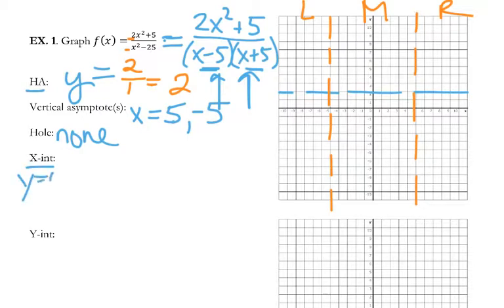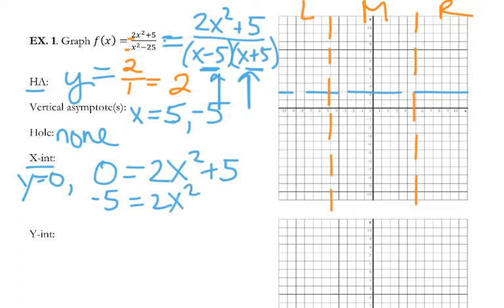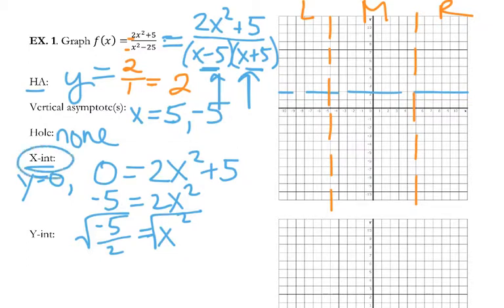X-intercepts. We find x-intercepts by setting y equal to 0, and the shortcut is making the numerator equal to 0. So 0 equals 2x squared plus 5. Subtract 5 from both sides. 2x squared, so I get negative 5 over 2 equals x squared. If I take the square root here, I get an imaginary x value. If the x value is imaginary, it can't be an x-intercept. It doesn't show up on the graph as a 0. So that's to say, there is no x-intercept.